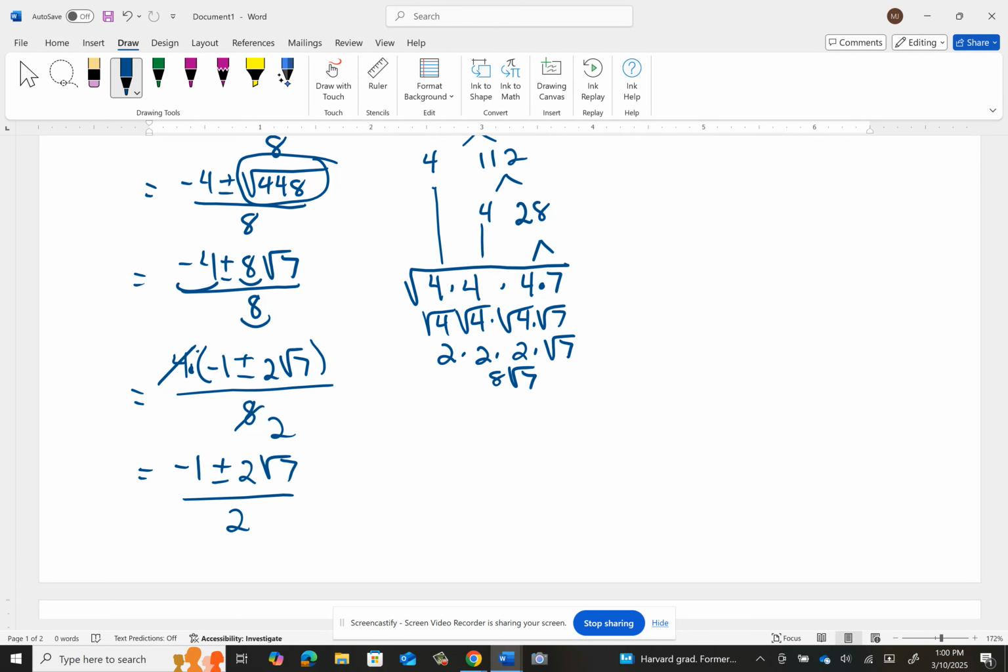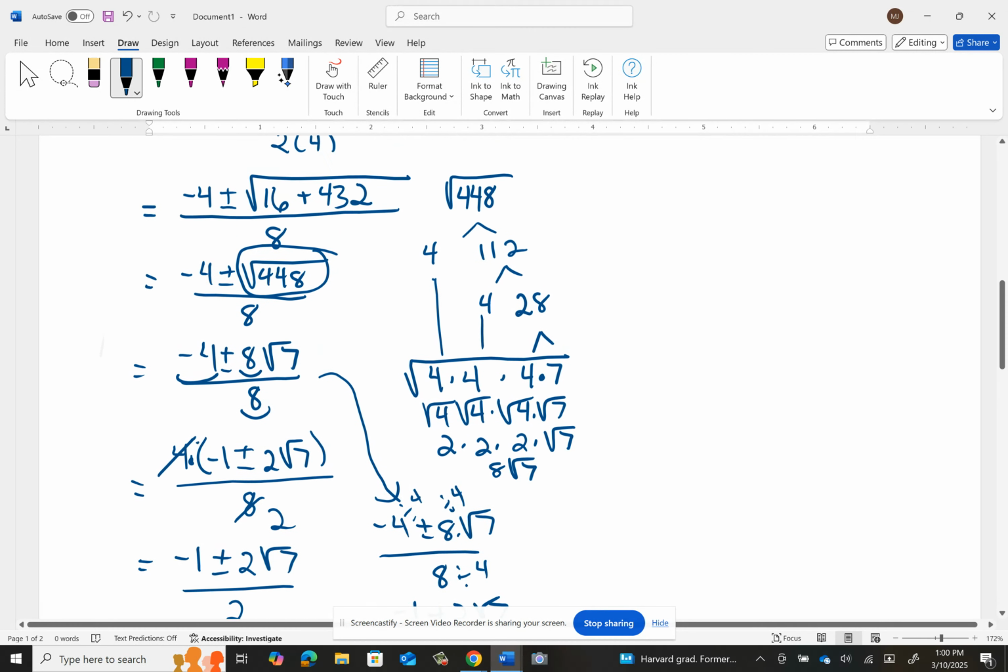Right now, from this point right here, where you have -4 plus or minus 8 square root of 7 over 8, what a lot of times we'll do is just divide by 4 in all three spots and get a -1 plus or minus 2 square root of 7 over 2. So some of us do that as well. Okay, so let's try another one of those.